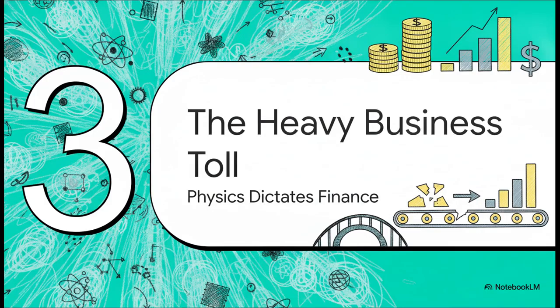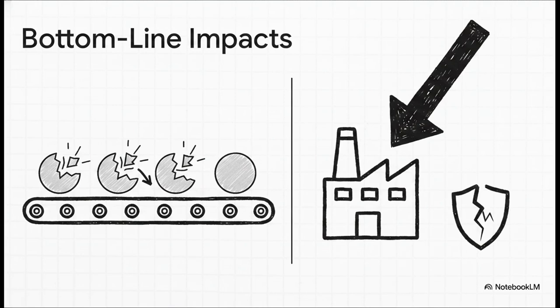Which brings us to Section 3, the heavy business toll. Because in this industry, physics ultimately dictates finance. The financial gravity of this situation absolutely cannot be overstated. These accumulating microscopic defects lead directly to severe, painful bottom-line impacts. The most immediate, of course, is reduced yield, chips failing electrical testing right there on the wafer.